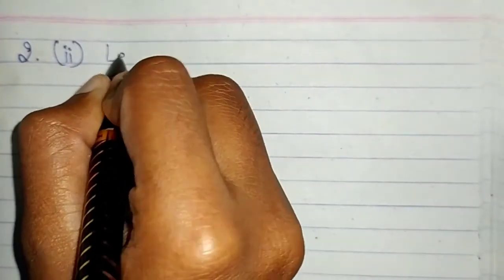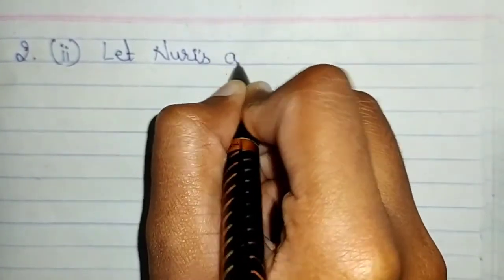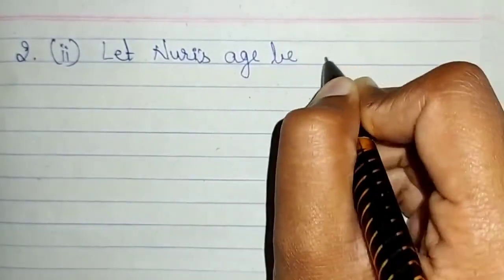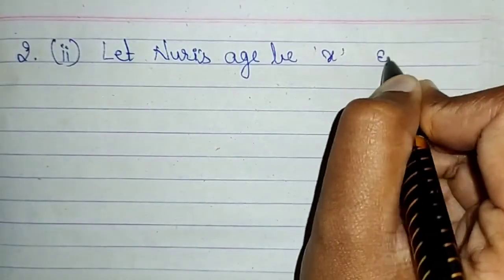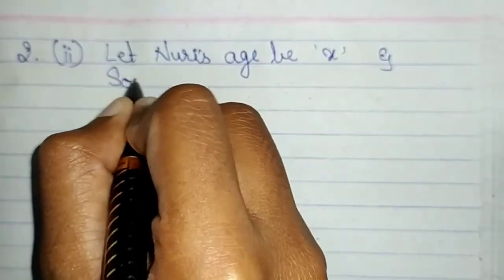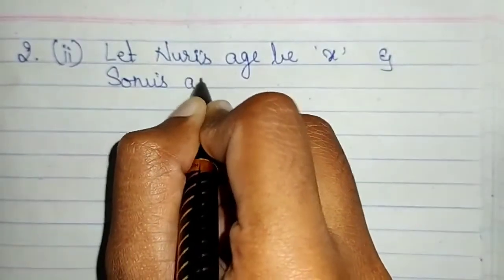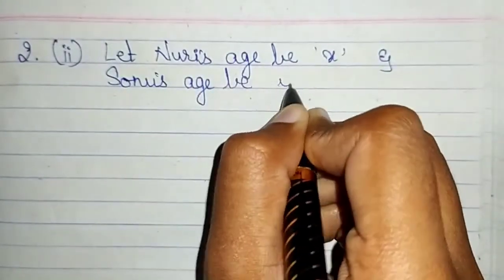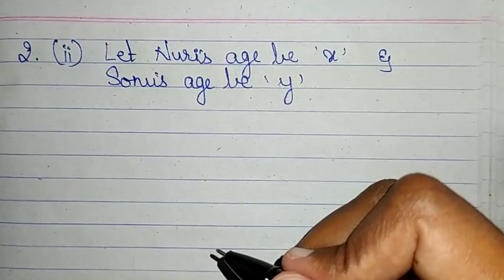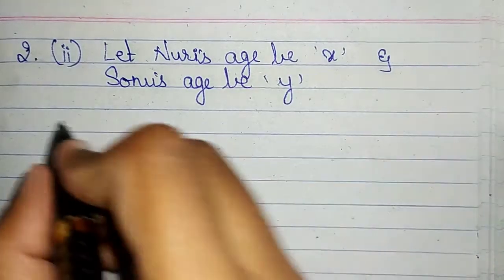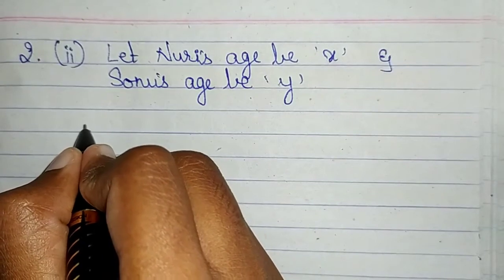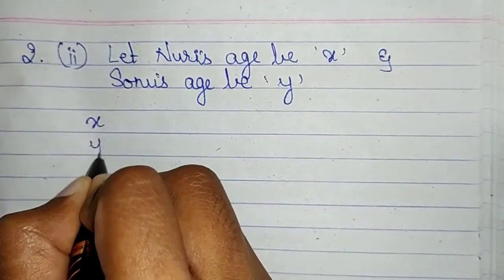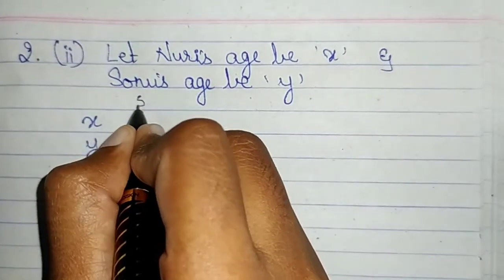So first let Noori's age be X and Sonu's age be Y. So now let us put our table: X, Y, 5 years ago.